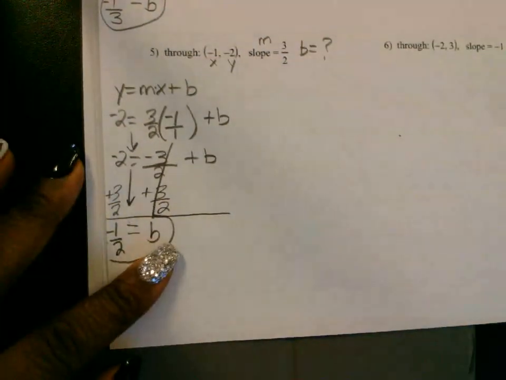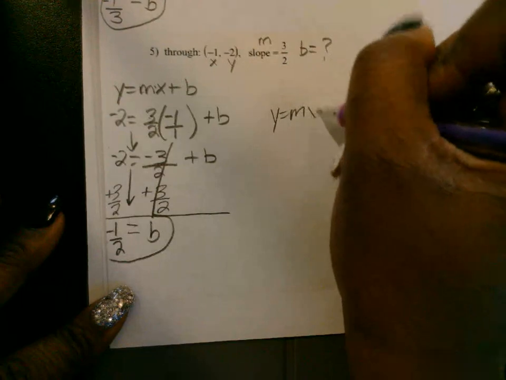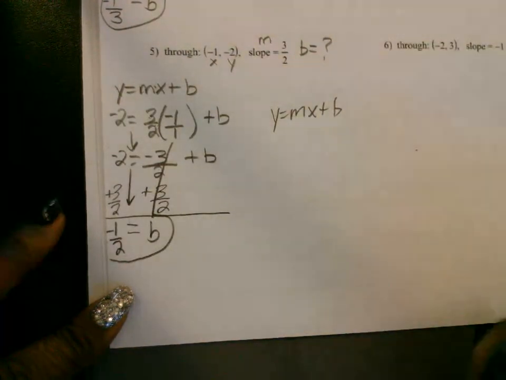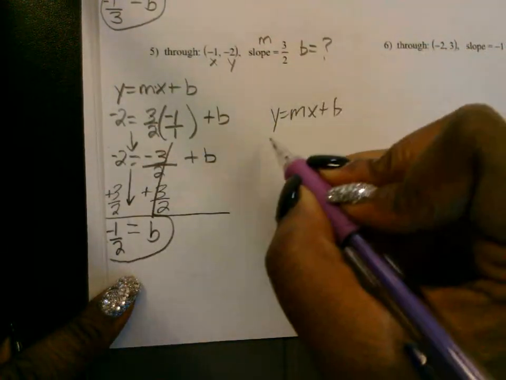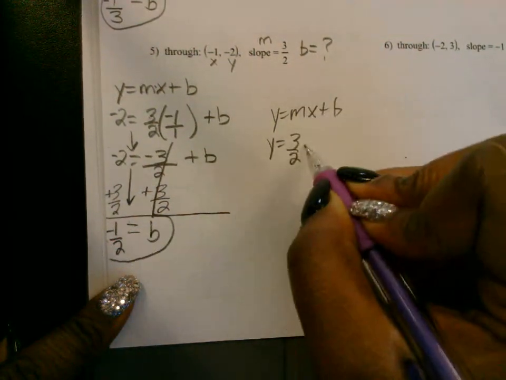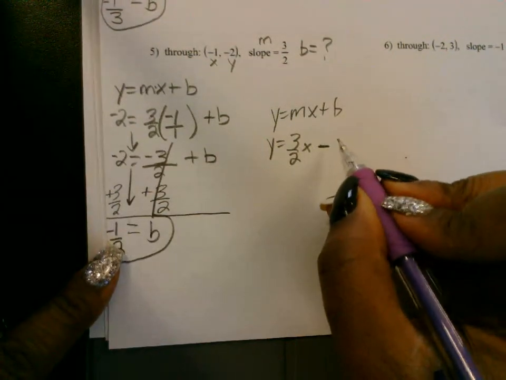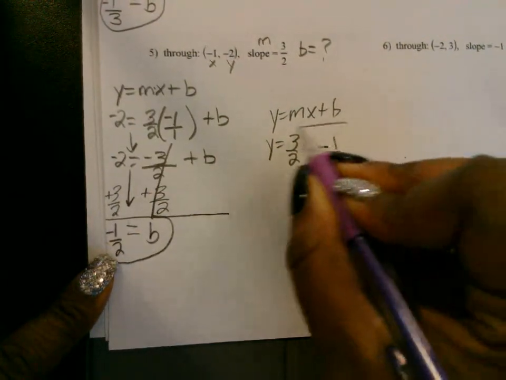So to write this as an equation, I'm going to substitute my value for M. I'm going to substitute my value for B. Okay, so my M again, Y is equal to, my M is 3/2. Bring down the X. And my B is a negative, so I'm going to write this as minus 1/2. This is my equation. Okay, so you should be able to do these 3 on your own.